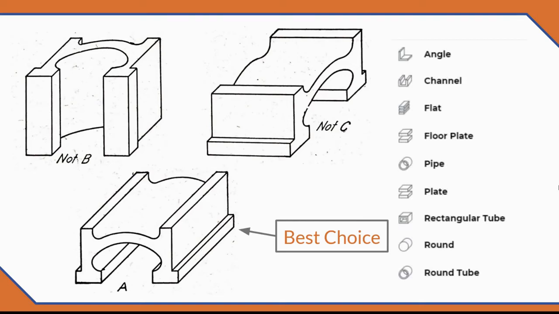This collection of obliques is used to show different shapes of metal stock so that the customer can see the true cross-sectional shape of the material they want to buy.